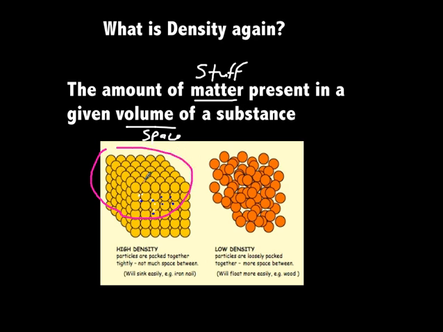So this shape on the left here shows particles really tightly packed. There's almost no space in between them, so it would have a high density. Whereas the object on the right, they're starting to spread out. So the more space you have between the particles, the less dense that object is going to be.